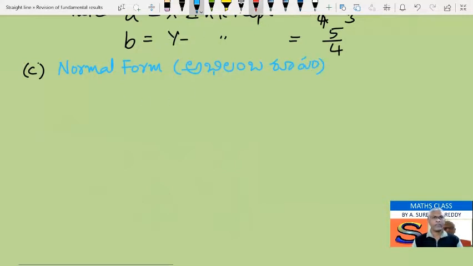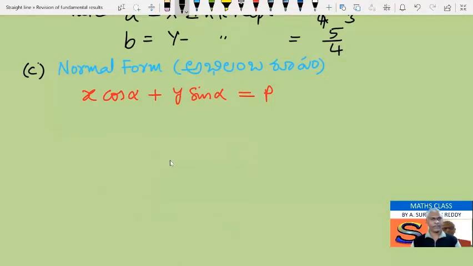So it is x cos alpha + y sin alpha = p. So this is the normal form of a straight line.